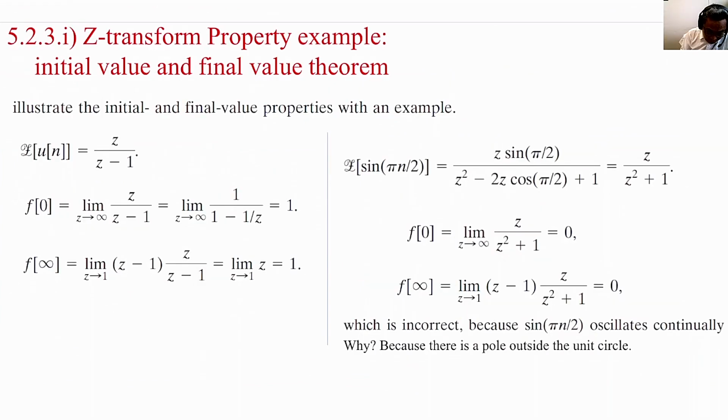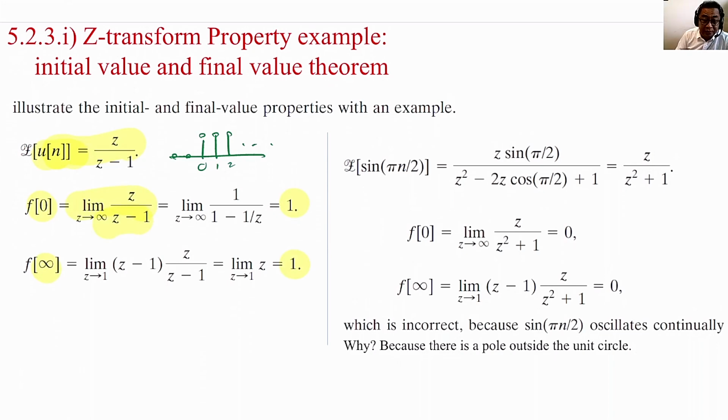Right, on the left hand side, we have a unit step. A unit step, remember, is a sequence that has 1 from 0, 1, 2 until infinity. So by observing the time sequence u(n), we know exactly what f(0) and f(infinity) are. They are both 1 respectively. Let us use the property.